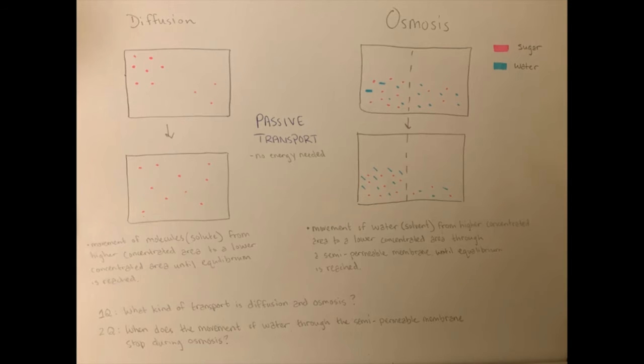Now moving on to the questions. Question number 1. What kind of transport is diffusion and osmosis? Question number 2. When does the movement of water through the semipermeable membrane stop during osmosis?